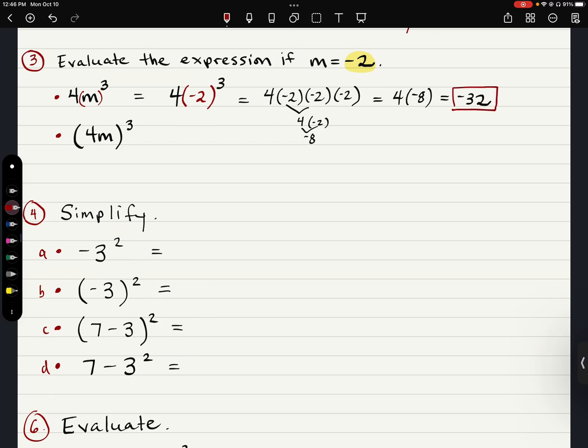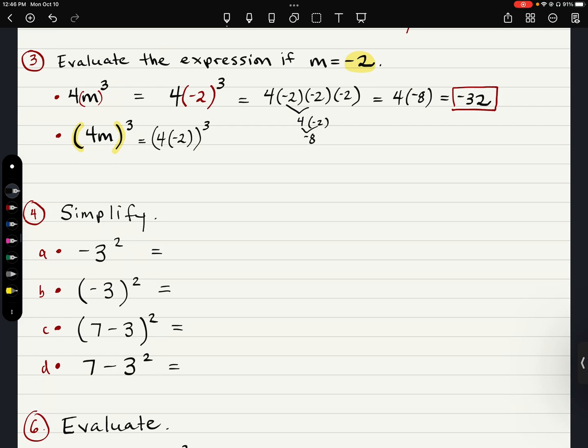Now let's jump back and look at the next example, which already has parentheses in it. It's got parentheses around the 4m, so our base is 4m. And after doing the examples we've been doing, we should know that this is going to be like 4 times -2, to the third power.